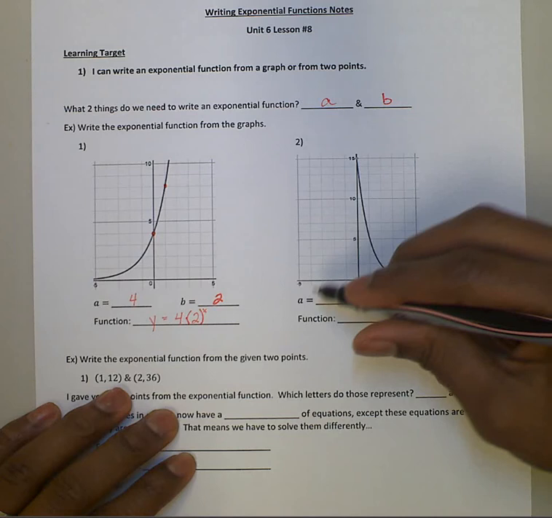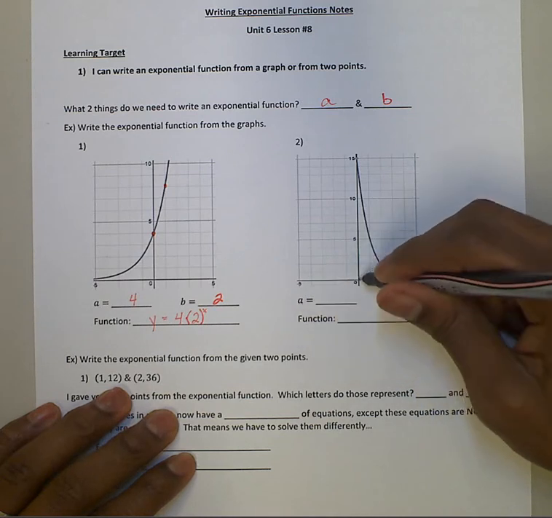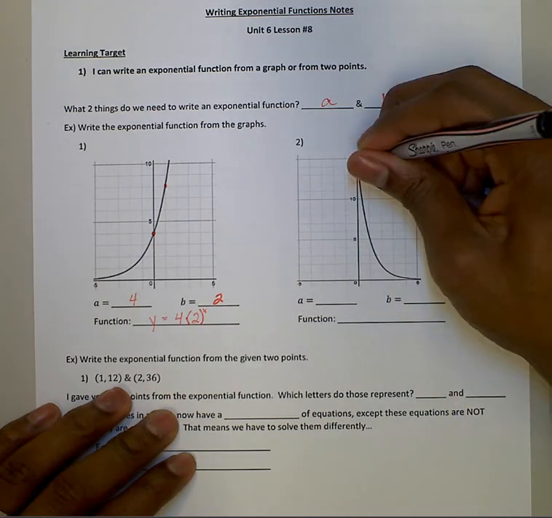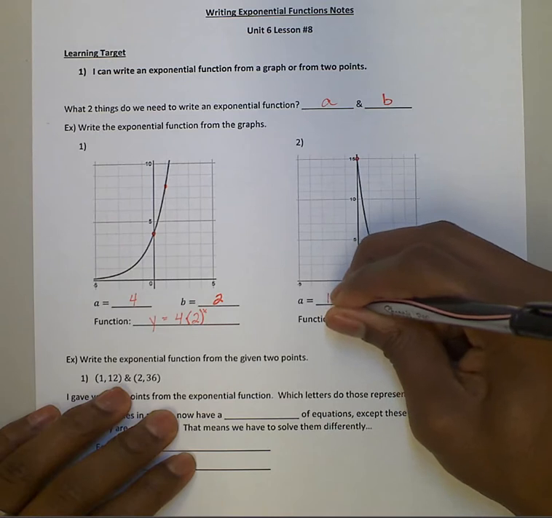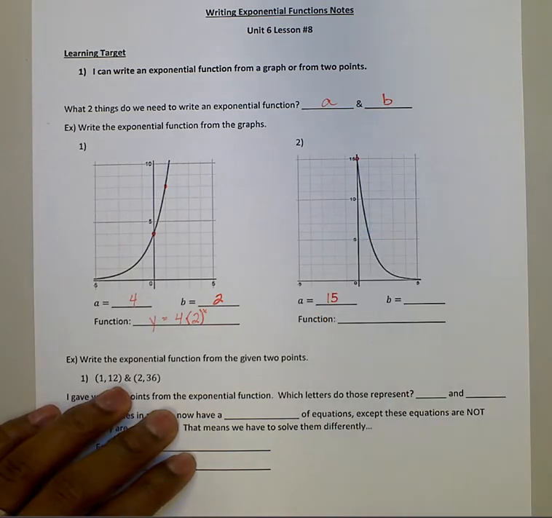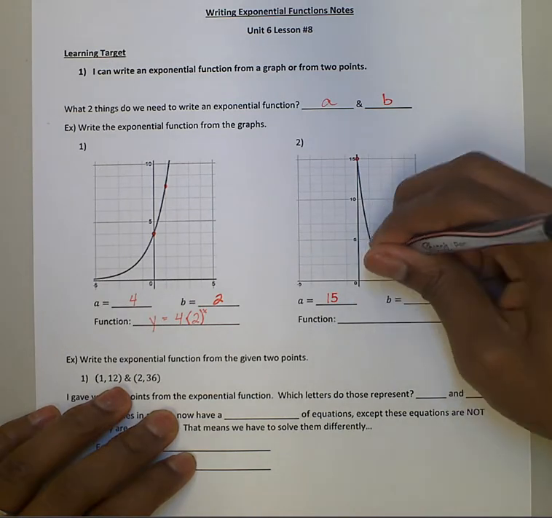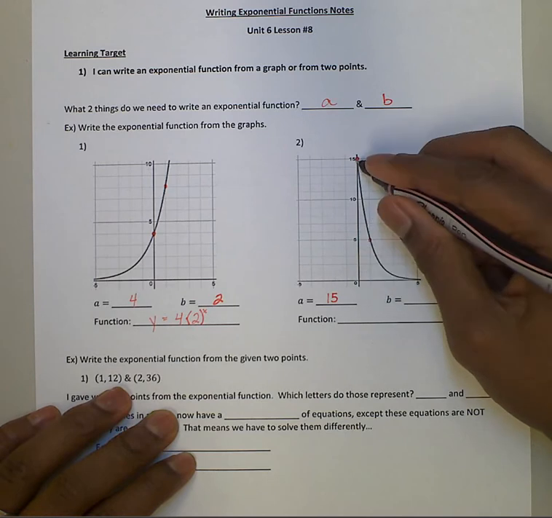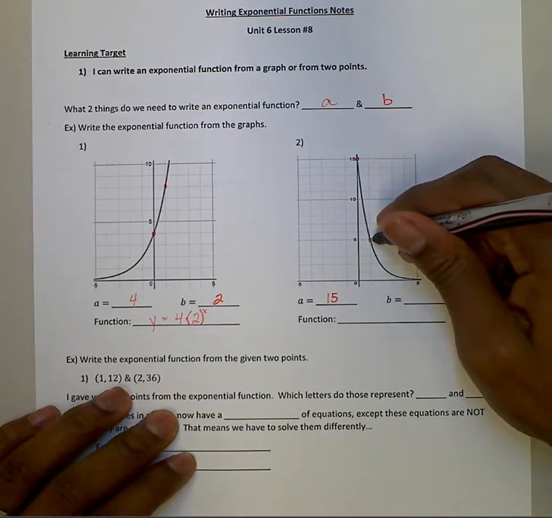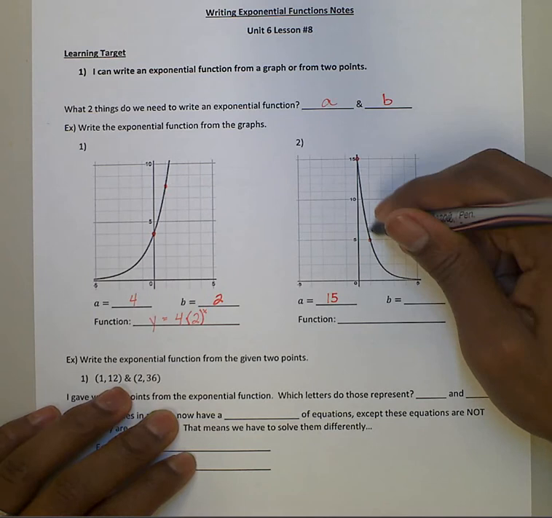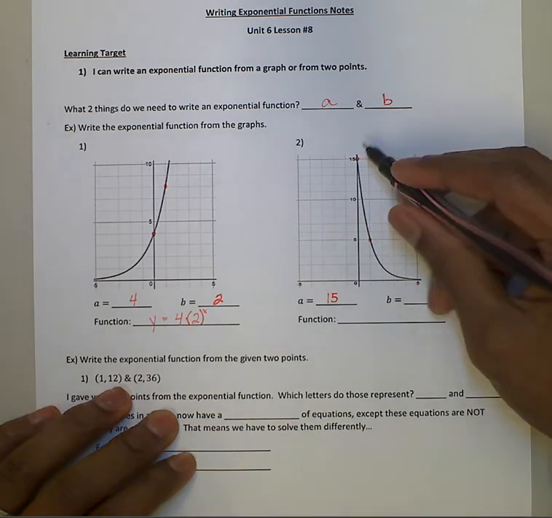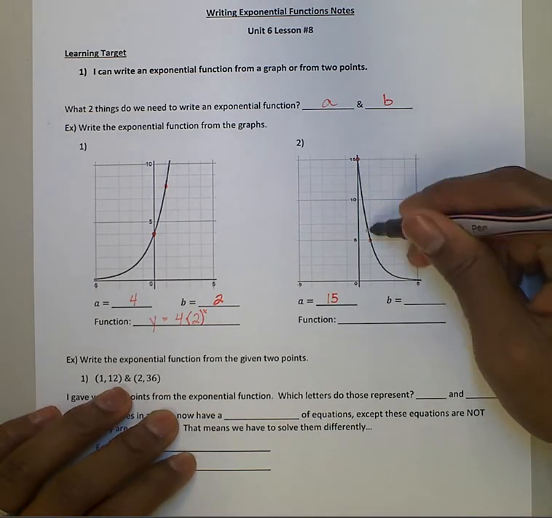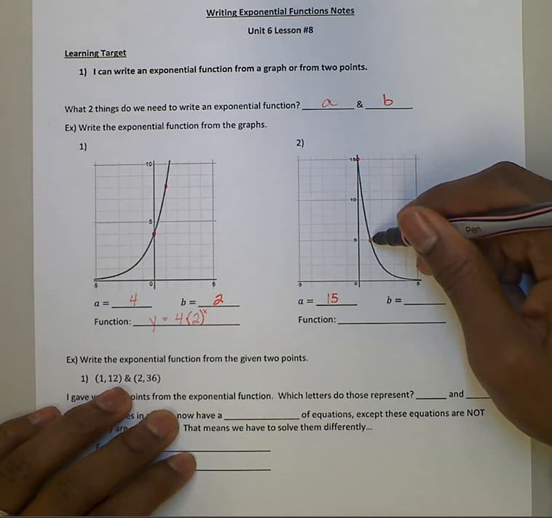Again, a is our initial value. What's happening at time 0? When x is 0, it's 15. When we get to 1, our value is 5. Again, what do we multiply by to get here? Well, this is a smaller number, so we're kind of dividing. To get from 15 to 5, we divide by 3, if that's how you want to think about it.